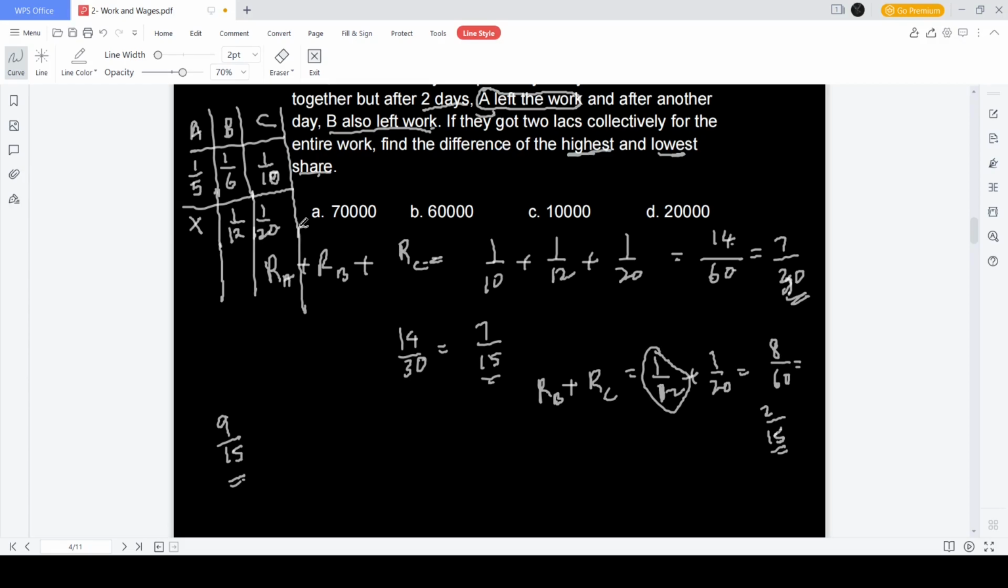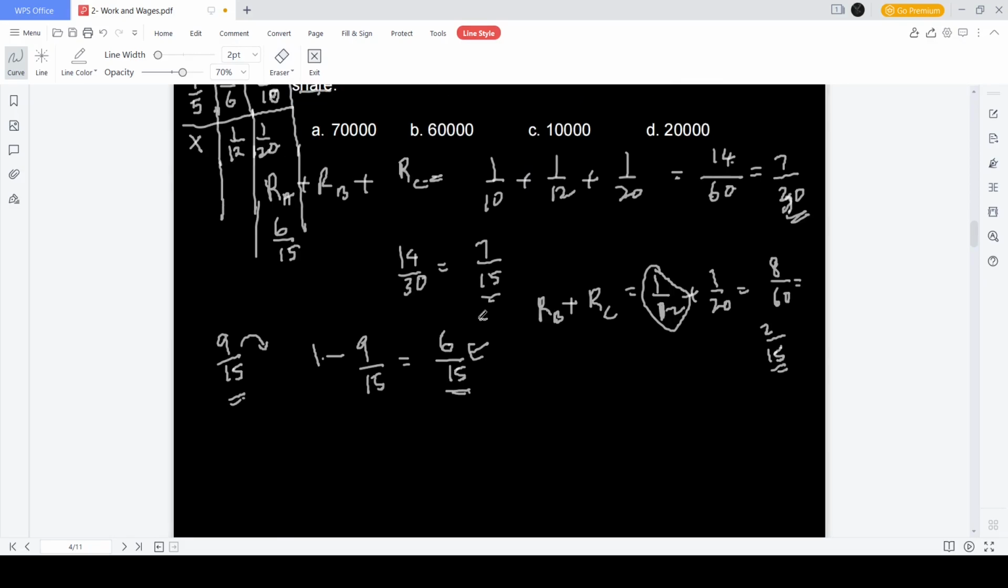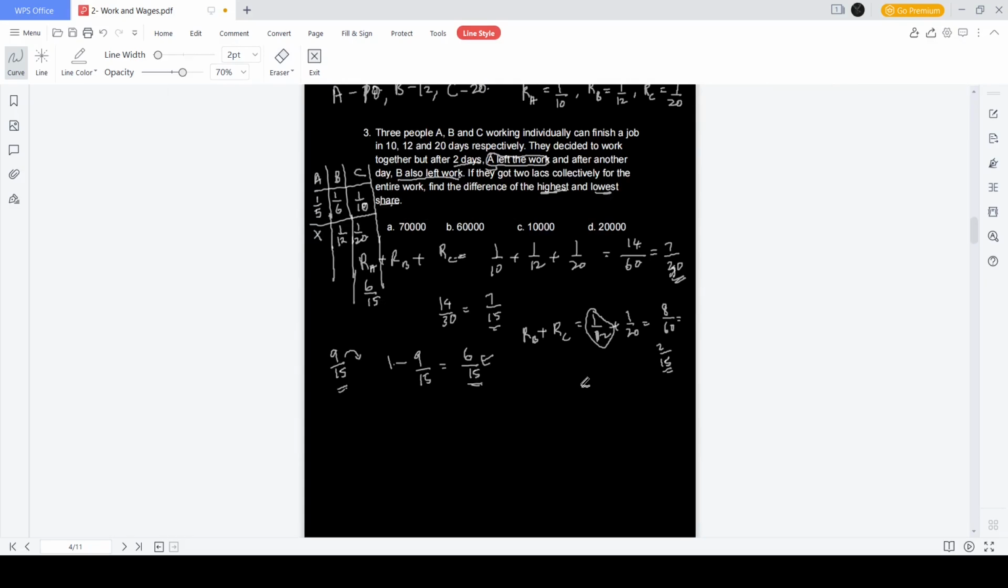After this, B left the job and C completed the whole job. So after 9 by 15, how much work did C do? It is 1 minus 9 by 15, correct? So that becomes 6 by 15. So C did 6 by 15th of the job. In how many days, we do not care. So we add 6 by 15 in the C column. Basically, they are paid 2 lakh for the whole work done. 2 lakh for the entire work. Now we calculate how much work A did. A did only 1/5 of the job.